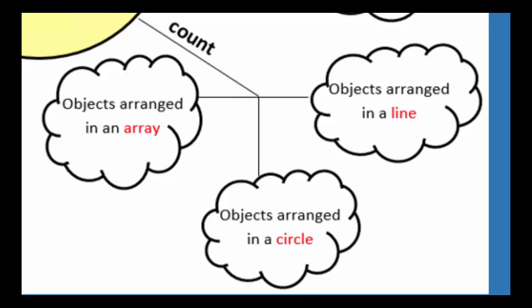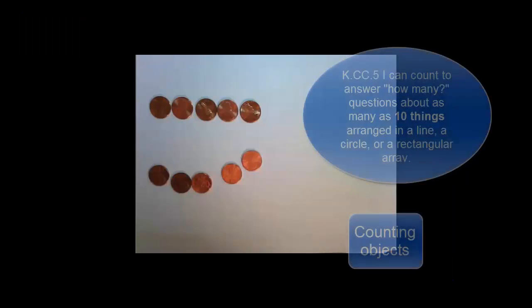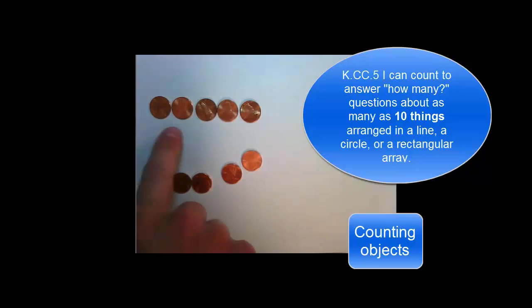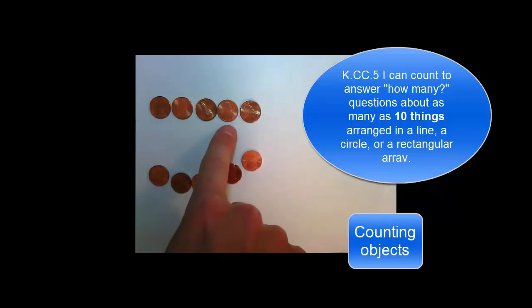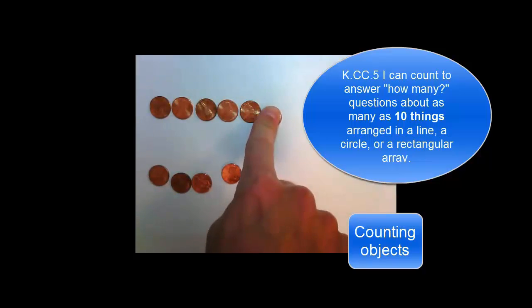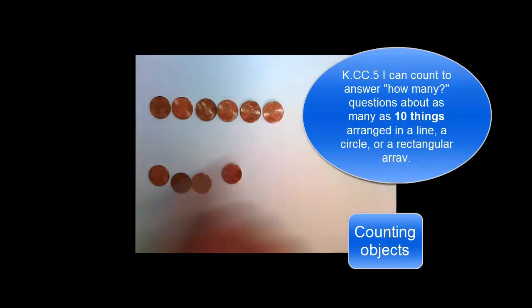Students will also count objects arranged in a line, objects arranged in a circle, and objects arranged in an array. I'm showing this with pennies. At home, students could do this with their toys or stuffed animals as well. In this example, this line of pennies shows 1, 2, 3, 4, 5. They should know that if another penny is added, that would then be 6. They should be able to count on.